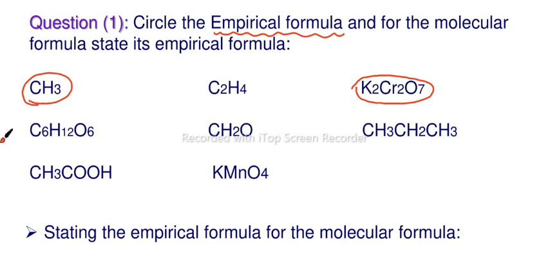Continuing with the glucose, we considered this example before. Of course, it's not an empirical. CH2O, it is an empirical. The ratio is 1:2 to 1.